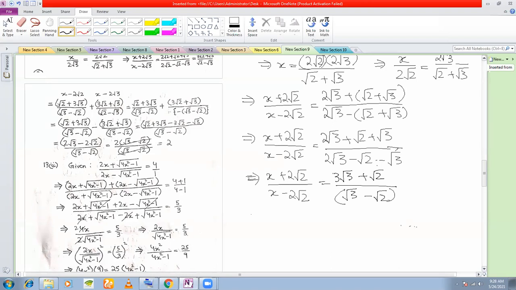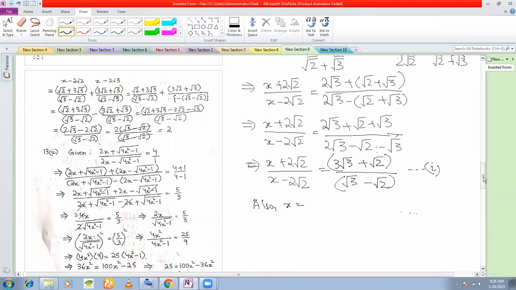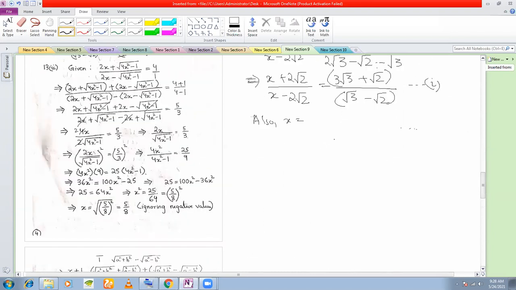Okay, fine. Now keep this as it is. Call this 1. Now also, we have x is equal to 4 root 6 by root 2 plus root 3.